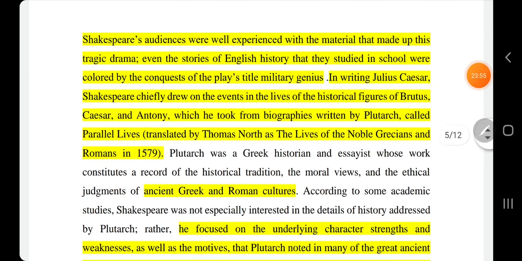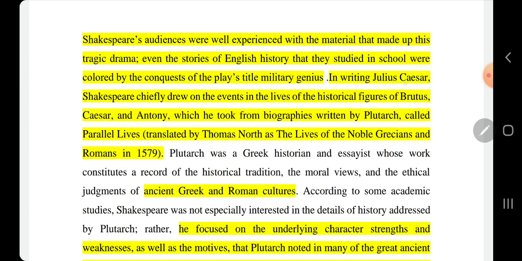So Shakespeare's audiences were well experienced with the material that made up this tragic drama. They were very experienced with that because the audience at that time was also having a civil war among themselves, and also hated Queen Elizabeth as the other characters in our play hated Julius Caesar. So even the stories of English history that they studied in school were colored by the conquest of the play's military genius. So this is a very important point, student.